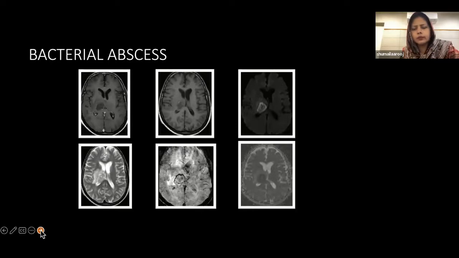There were no certain features on the basis of which we could decide, but mostly bacterial abscesses show diffusion restriction. It is not mandatory for tuberculous or fungal abscesses to show diffusion restriction. Tuberculous abscesses mostly have central T2 low signal because of caseation necrosis, but it is not exclusive. It can be in most of the cases.